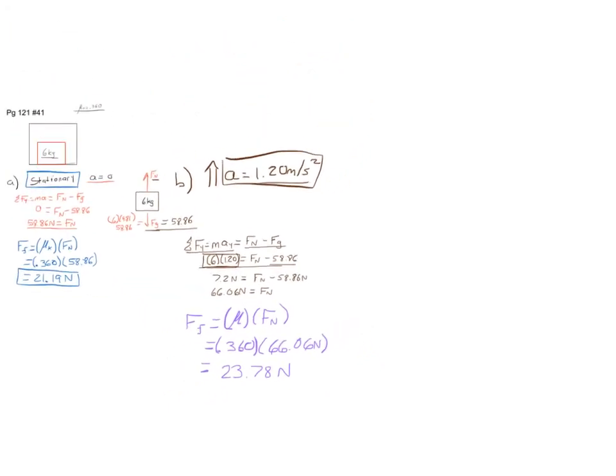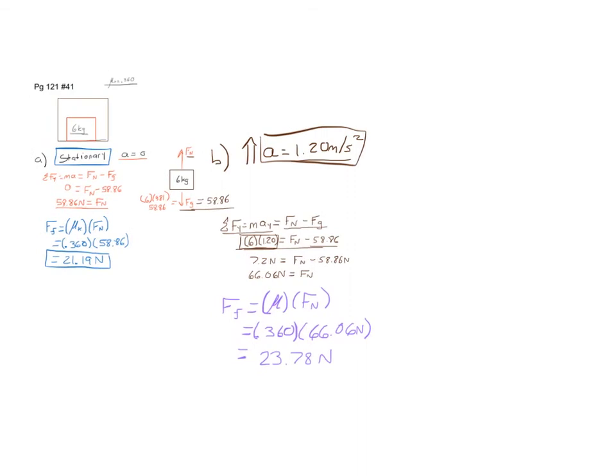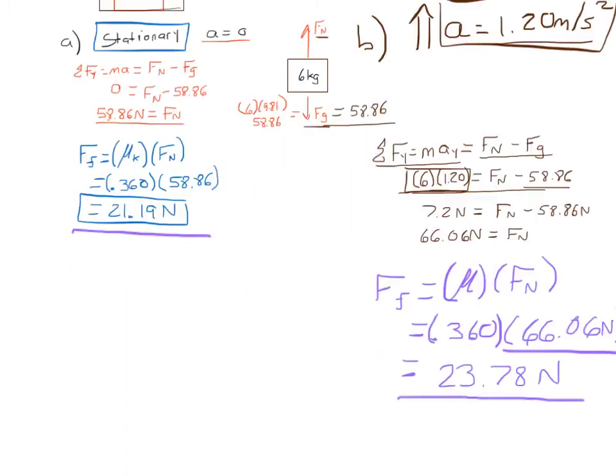So we have part A and part B. Our frictional force for part B is going to be greater because our normal force is bigger. And it makes sense because when you're going up on an elevator, you feel like you're getting a little compressed. Okay, now we do part C.